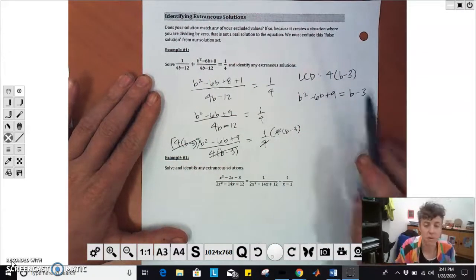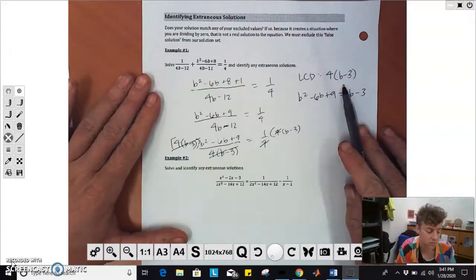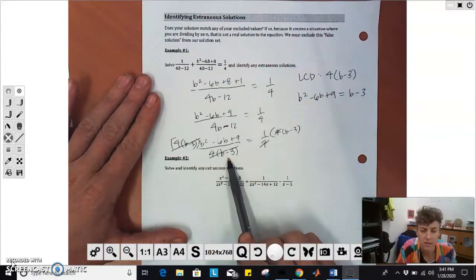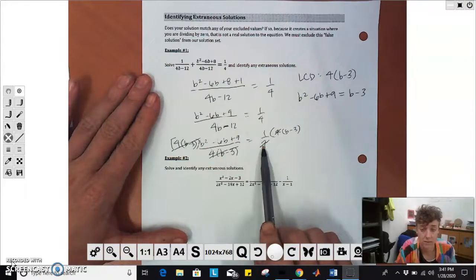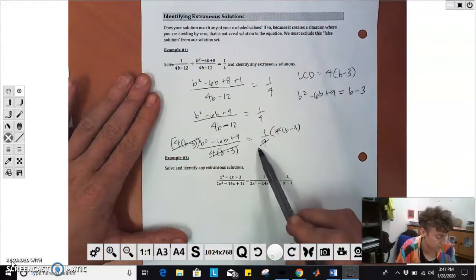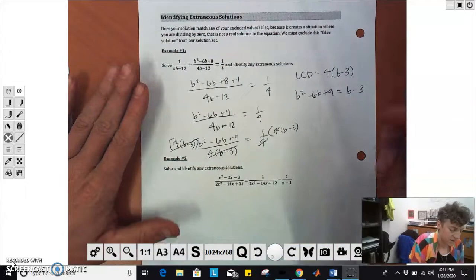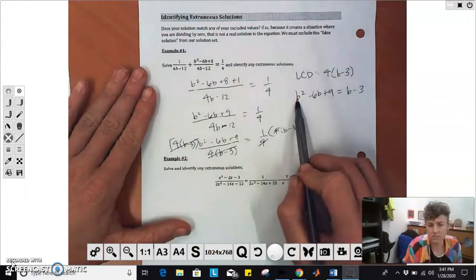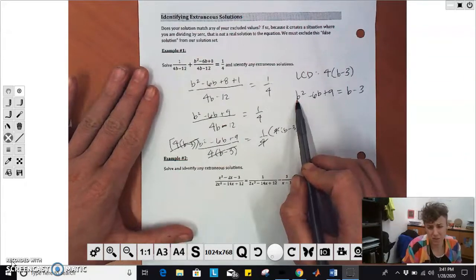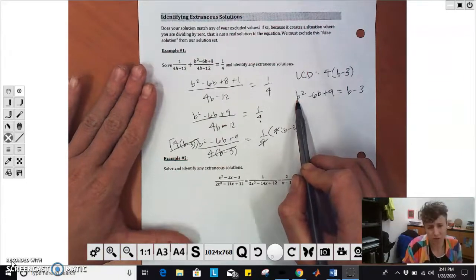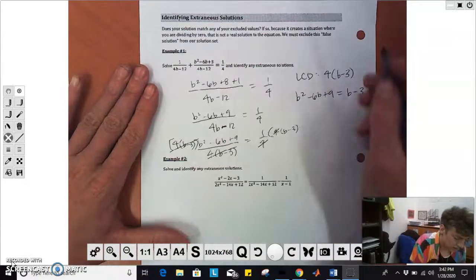So again, we multiply both sides by the lowest common denominator to get rid of that denominator. The 4's canceled out. Now, what kind of equation is this again? Oh, that's a quadratic. So let's get it into standard form and then do a little solving action. Okay. Subtract b on both sides.